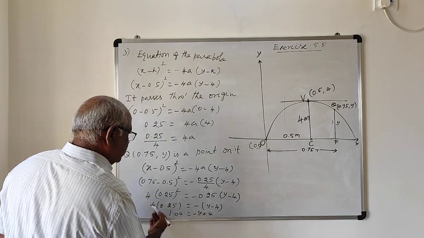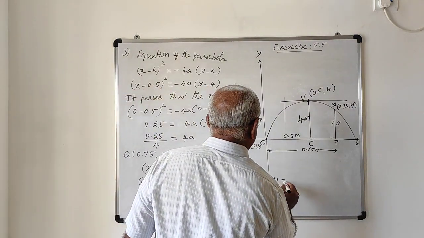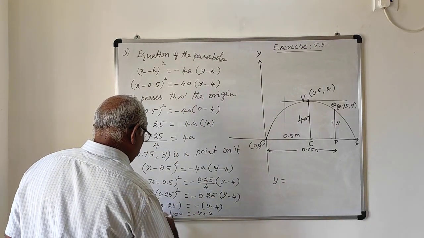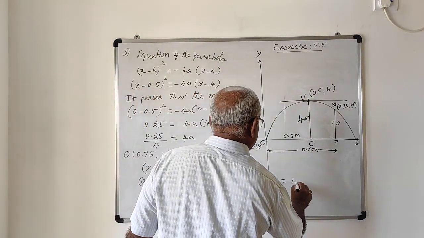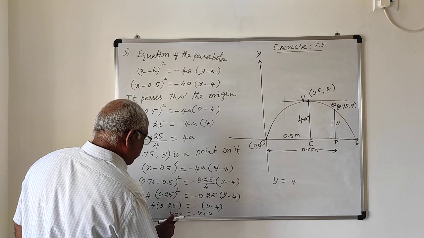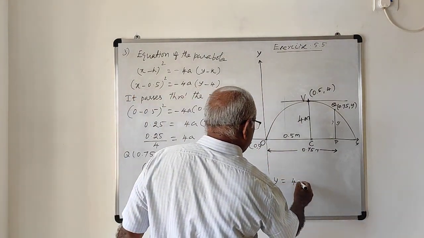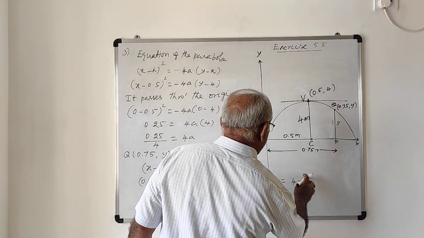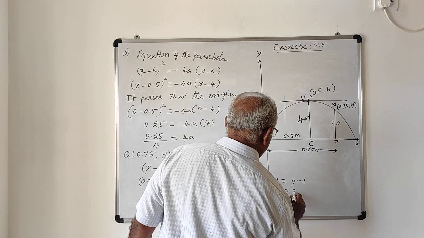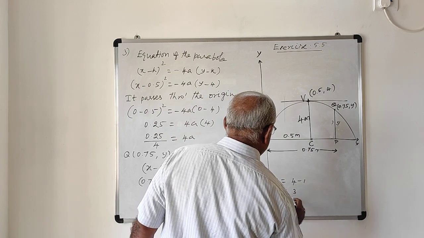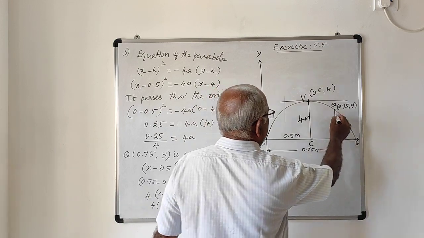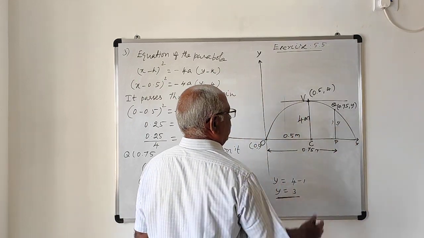You bring this y to this side, so on the left hand side y becomes positive, and 4 on the right hand side, and you take that 1.00 is 1, it is minus 1. So 4 minus 1 is what? 3. So y equals 3 meter. So this is the height of the water flow, 3 meter.